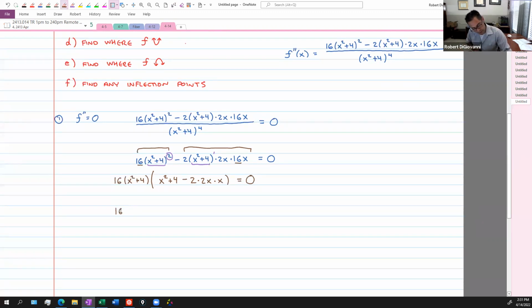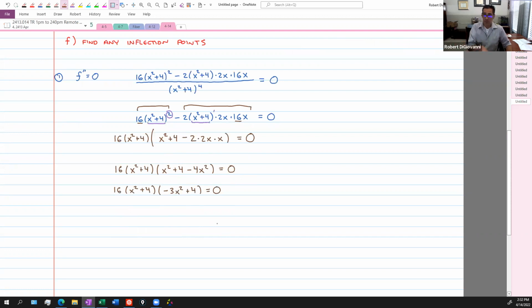Let me just clean this up. 16 times (x squared plus 4) times (x squared plus 4 minus 4x squared) equals 0. Oh, I guess I could put those together, huh? The x squareds in the second parentheses. I should have negative 3x squared plus 4 equals 0. And now all I have to do, because that's pretty much factored, I can set each factor equal to 0.